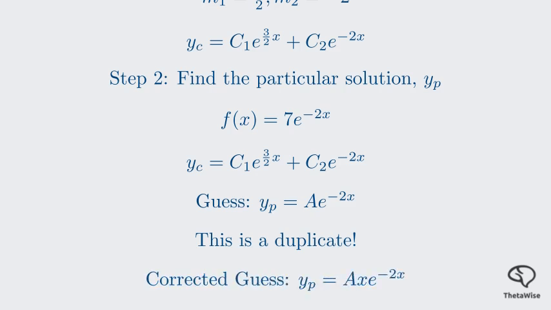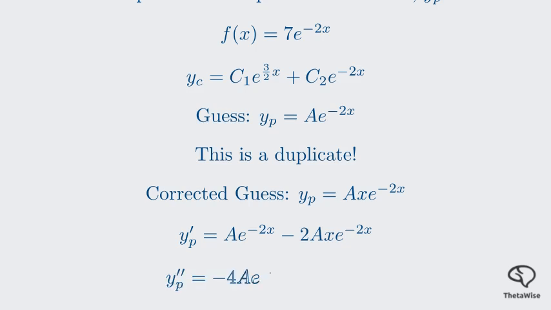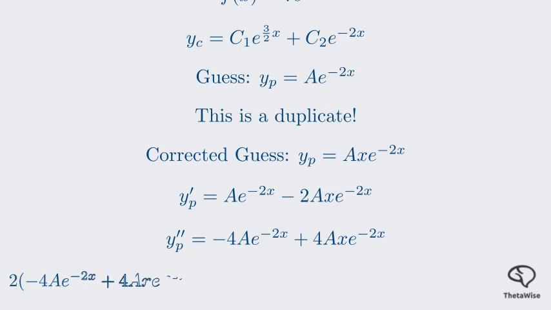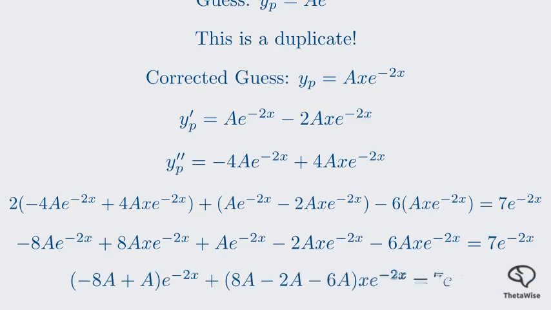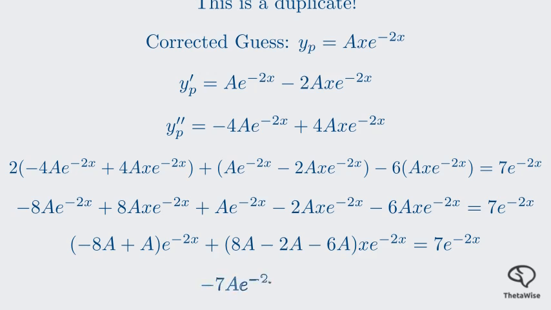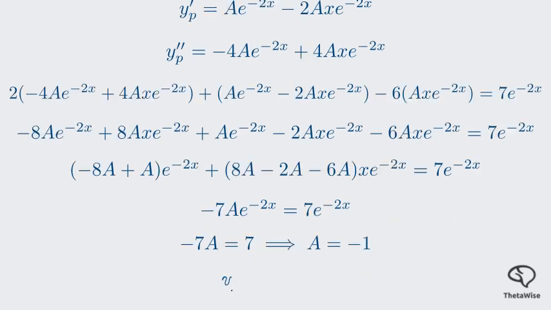Now we differentiate using the product rule. The first derivative is A e to the 2x plus 2A x e to the 2x. The second derivative is 4A e to the 2x plus 4A x e to the 2x. Substitute these into the original non-homogeneous equation. We have 2 times the second derivative plus the first derivative minus 6 times the guess. This must equal 7e to the 2x. Expanding and collecting terms, we find that the x e to the 2x terms cancel, leaving us with 7A e to the 2x equals 7e to the 2x. Equating coefficients, 7A equals 7, so A equals 1. The particular solution is y_p equals x e to the power of 2x.